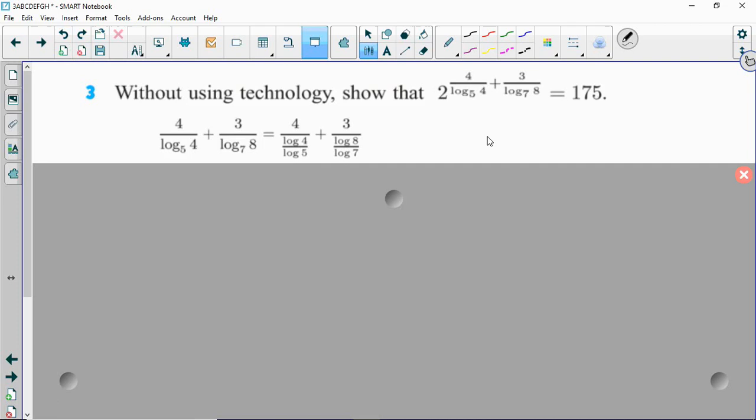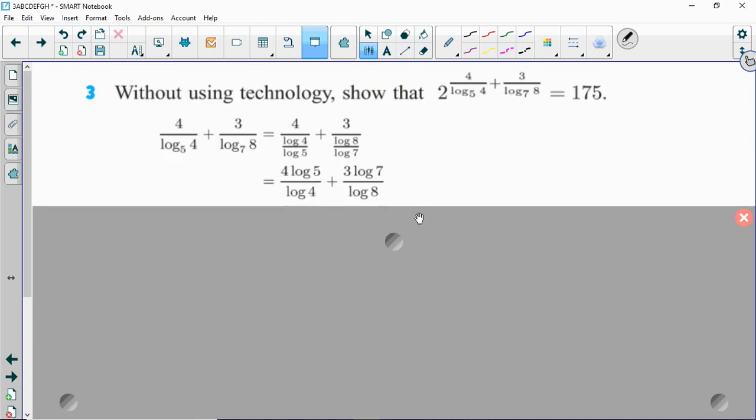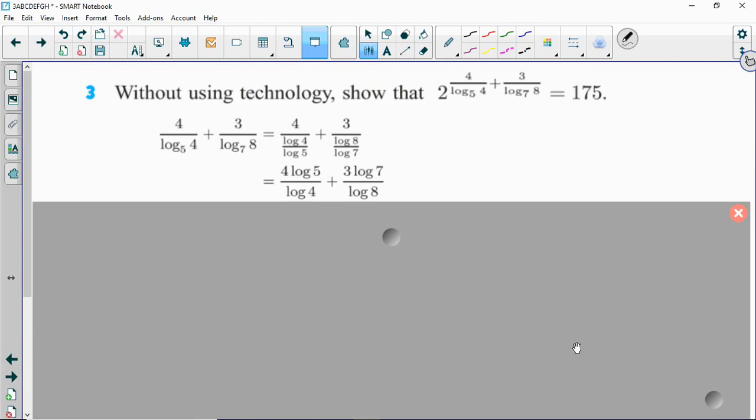Okay, great. So next up, we can just do a little algebra. We're dividing by fractions, so we can flip some stuff over. Wonderful. And then my instincts would be to try to get a common denominator here.